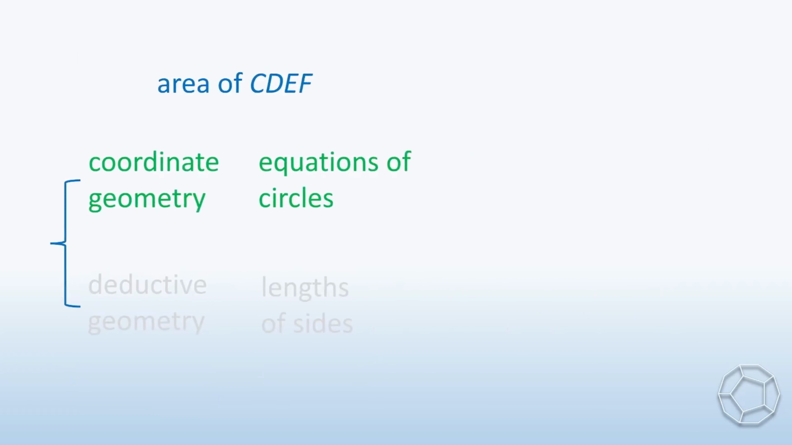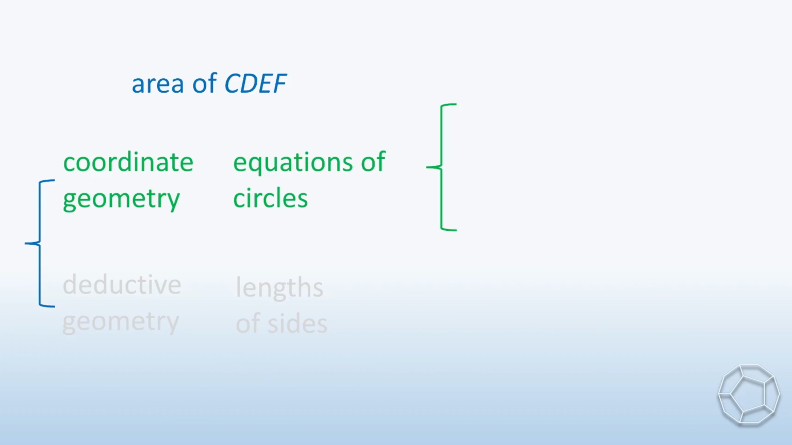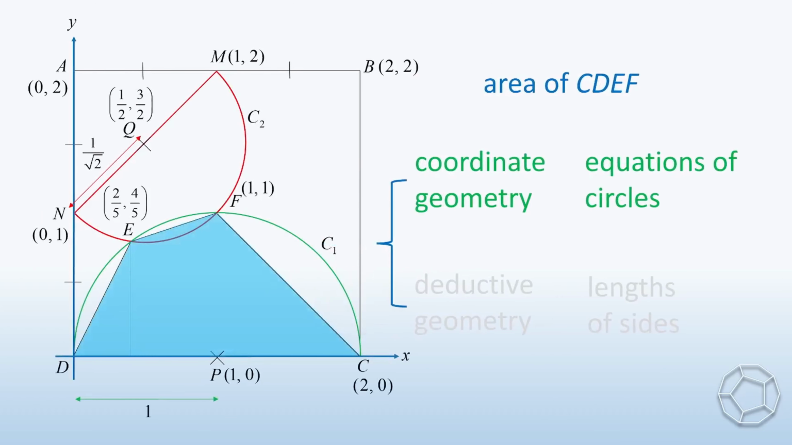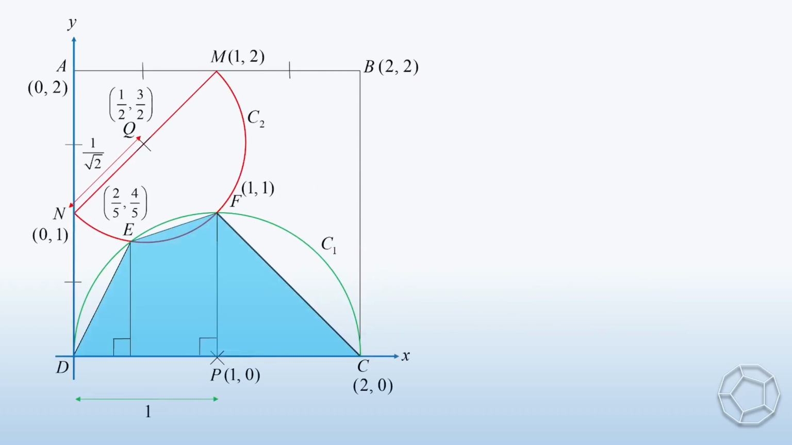Here we use two different methods. The first way is to cut it into three parts, while the second way is the so-called Shoelace Formula. Let's start with the cutting method. Now, we draw the two vertical lines from E and F.